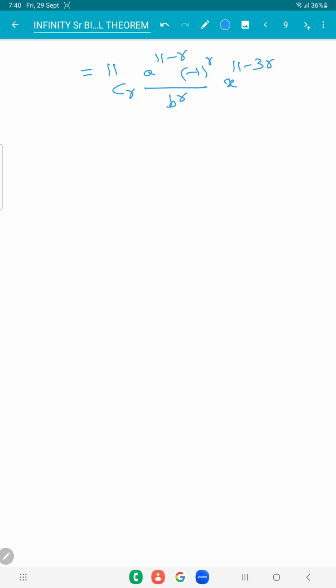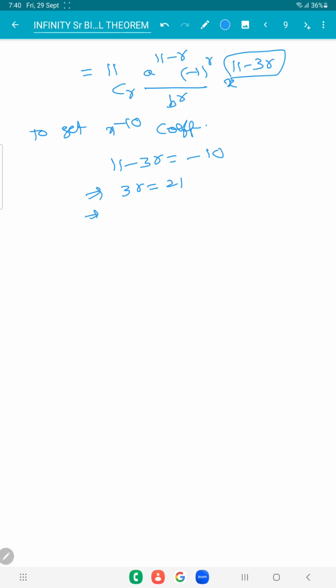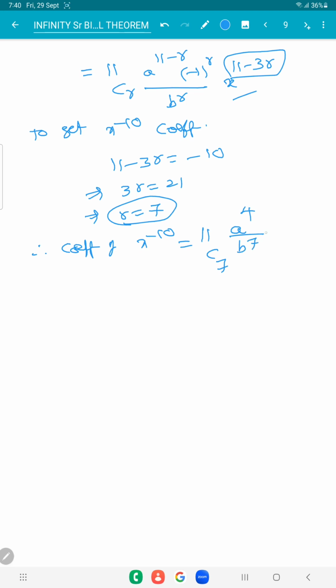What we need in this expansion is the coefficient of x power minus 10. To get the coefficient of x power minus 10, equate this to minus 10. 11 minus 3r is equal to minus 10. So 3r is equal to 21. r is equal to 7. So the coefficient of x power minus 10 is, substituting here, 11C7 a power 4 by b power 7, and minus 1 whole power 7 is minus 1 only. So this is minus 11C7 a power 4 by b power 7. Let it be 2.